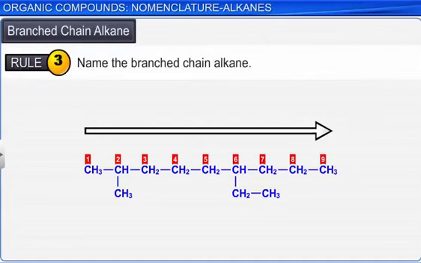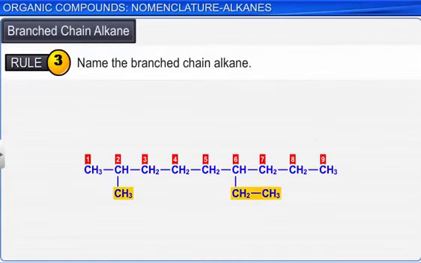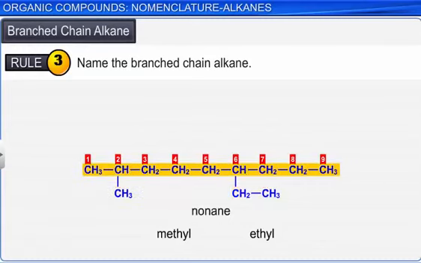Rule 3. Name the branched chain alkane. The name of the alkyl group attached to the carbon atom as a branch, that is, a substituent, is given the appropriate prefix to the name of the parent alkane, and the position of the alkyl group on the parent chain is indicated by writing the appropriate number.